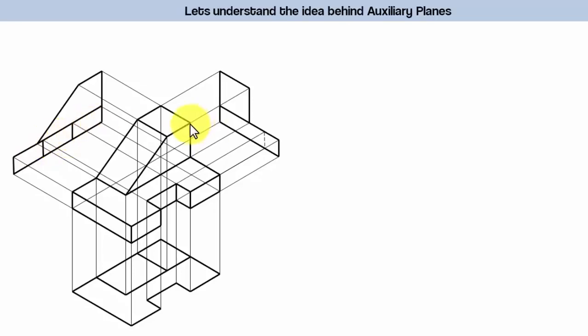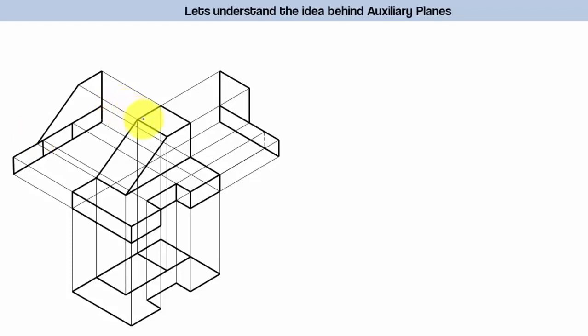What about this? The true shape of this portion is also visible in the front view. And that's the idea behind having an orthographic projection, that it should be able to provide the true shape and size of the object from the front, top and side.